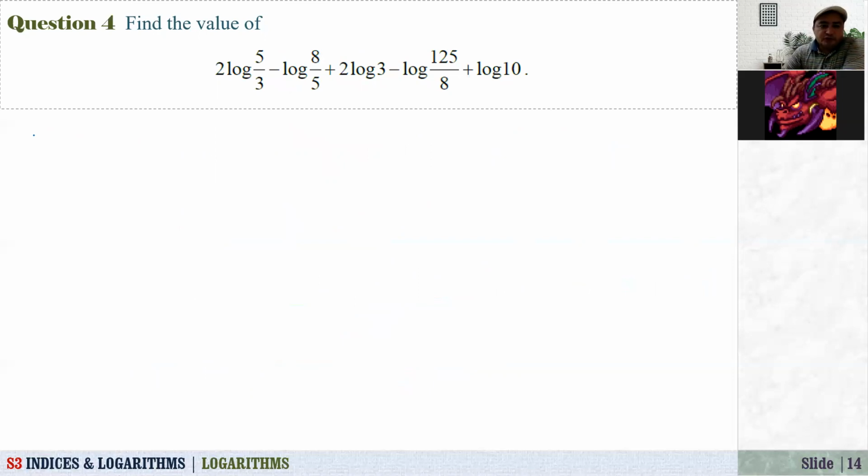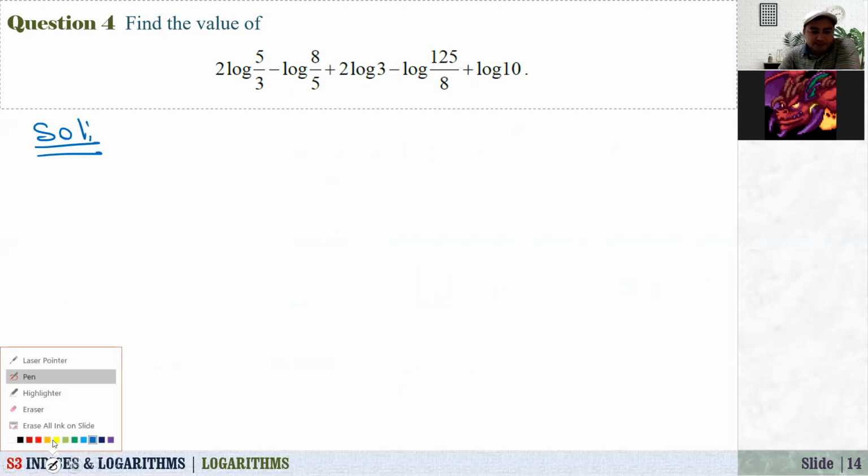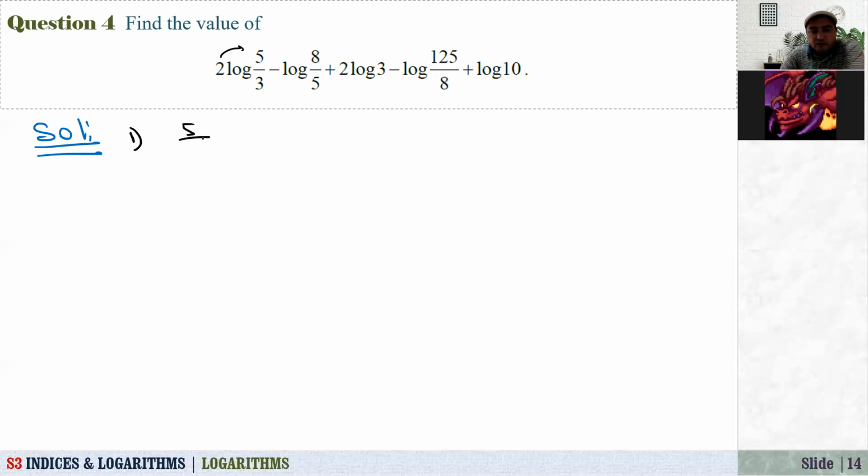Another example, question 4. Let's use black here. So again, log and log and log. All the bases are 10. So immediately from here, what can we do here? So the first step is this 2 comes to the power. So here we have 5 over 3 squared. Minus means it is divided here. Here we have 8 over 5. Plus, it is multiplied.